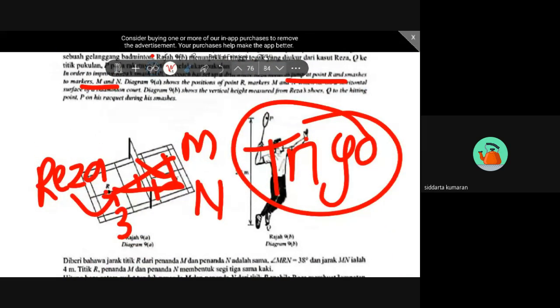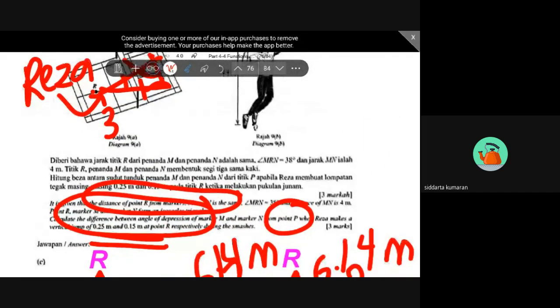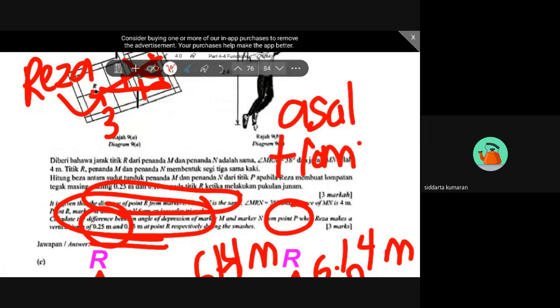And this one, vertical jump. So from marker M and marker N from point P. Sekarang mereka dah bagi ketinggian budak ni dah 2.4 meter. So saya nak tanya sekarang, jarak menegak vertical distance. If 2.4 dia jump 0.25 meter lagi, apa jarak menegak yang baru? What is the new vertical distance now? If 2.4 meter asal plus dia lompat 0.25, can you tell me what's the value?